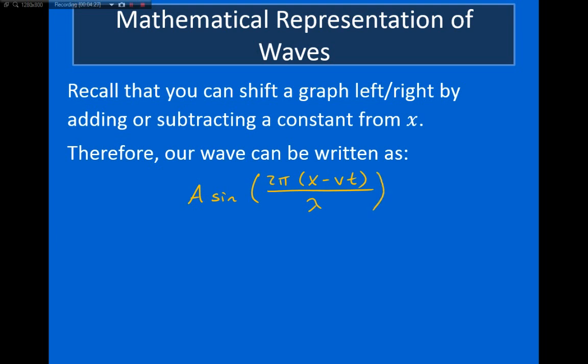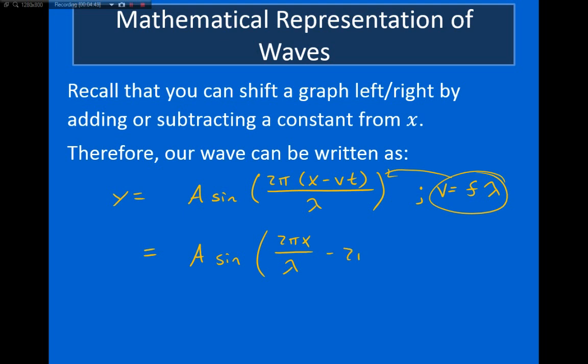If we want to, we could rewrite this, because remember, v is equal to frequency times wavelength. If I plug this formula in, my wave can also be written like this: A sine of 2 pi x divided by lambda minus 2 pi times frequency times time.